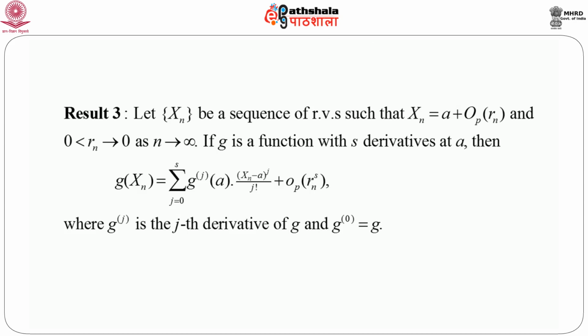Let us assume that we have a sequence of random variables Xn such that capital Xn equals a plus big O_p of Rn, and Rn is a sequence of positive numbers that goes to 0 as n goes to infinity. If g is a function with s derivatives, that means derivatives up to order s at a, then g of Xn equals the summation j equals 0 to s of the jth derivative of g at a, that means g superscript (j) of a, into Xn minus a whole to the power j divided by j factorial, plus small o_p of Rn to the power s, where, as I just mentioned, g superscript (j) is the jth derivative of g and g superscript (0) equals g.